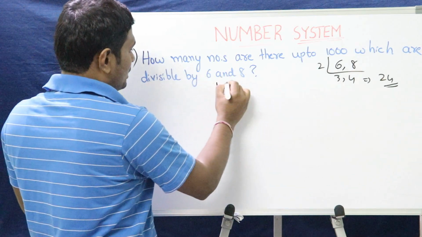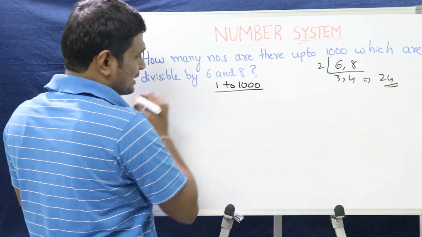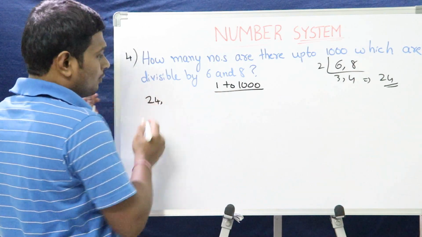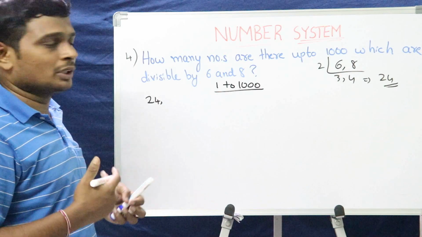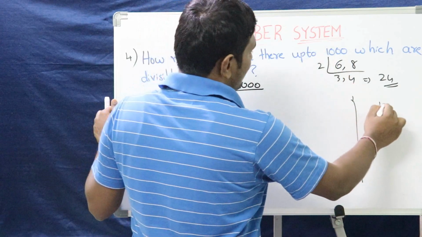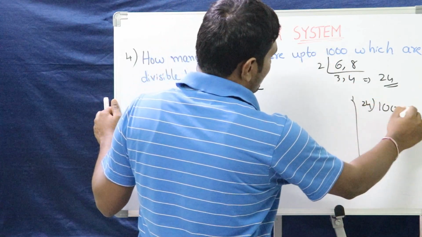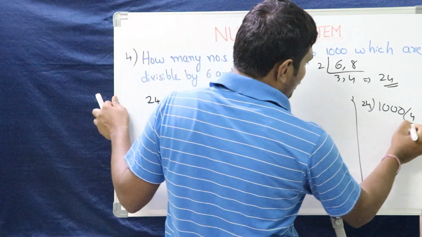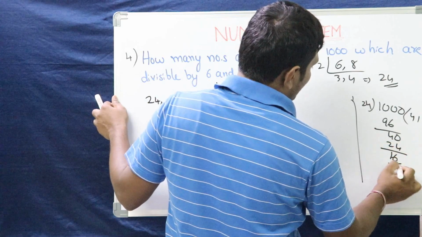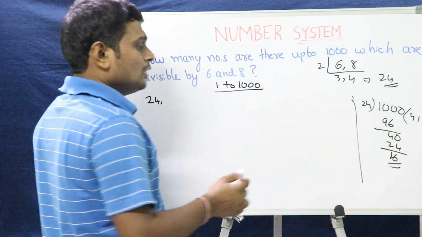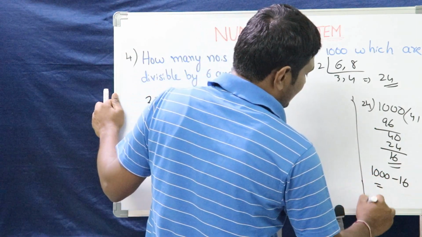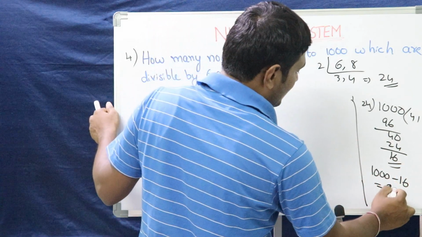Let's assume we need to find out from 1 to 1000, right? What is the first number which is divisible by 24? The first number is 24. What would be the last number which is divisible by 24? I have explained in the previous example, right? Let's divide 1000 by 24. How much do we get? 24 4s are 96 and then 40, 24 1s are 24 and 16. We are getting the remainder 16, right? So the last number which is divisible by 24 perfectly is 1000 minus 16, that is 984.